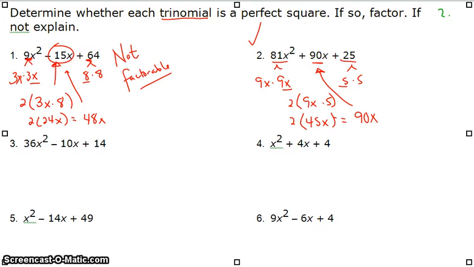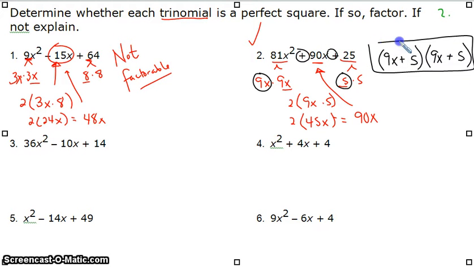So what we want to do is start by making our two binomials. We know that when we have a trinomial, we're going to go down to two binomials. And what they're both going to start with is the square root of that first term, which is 9x. We know that 9x times 9x is 81x squared. And what they're both going to end with is a 5, because we know 5 times 5 is 25. Now, since both of these are plus signs here, they will both be plus signs in here. And we are done. We've just factored that first trinomial.